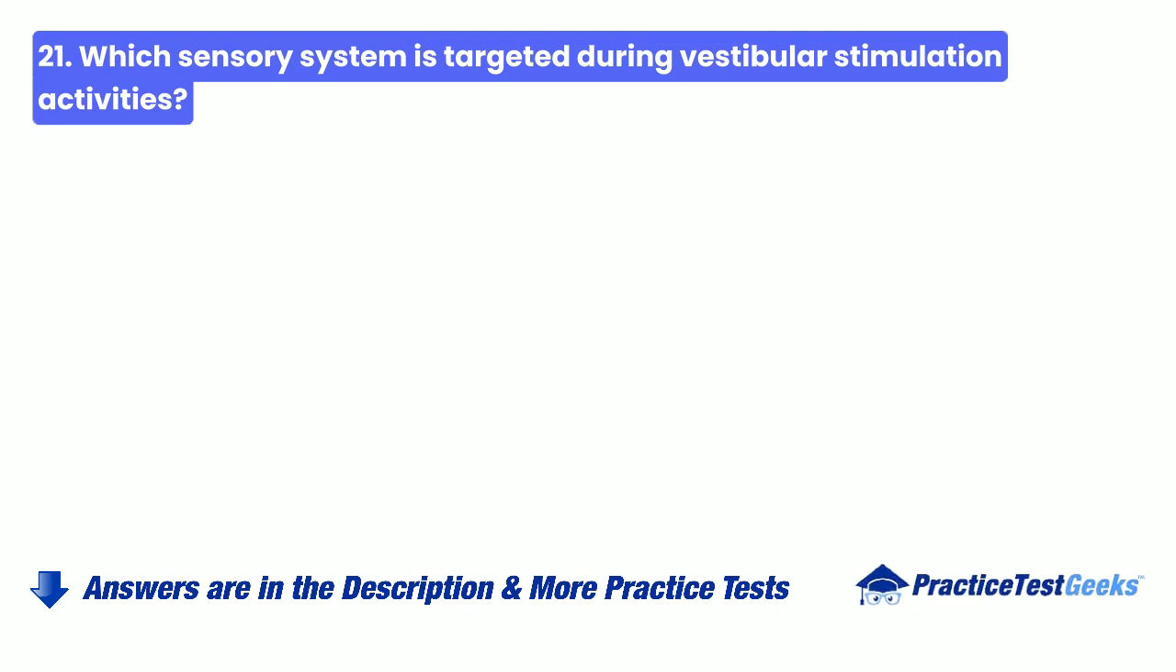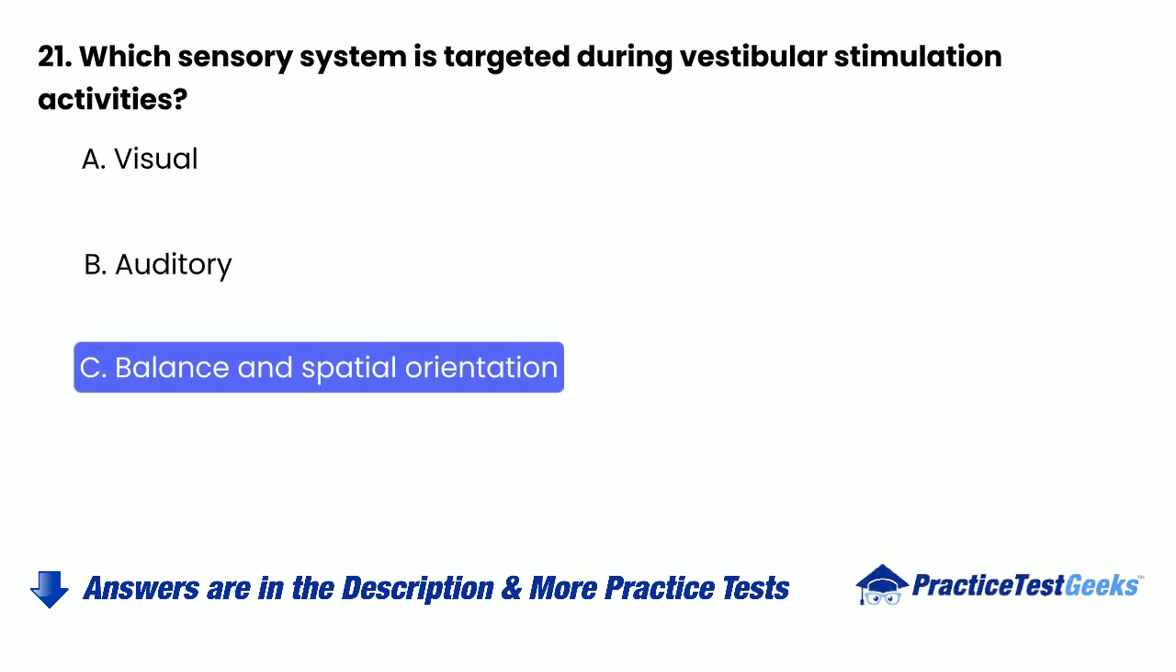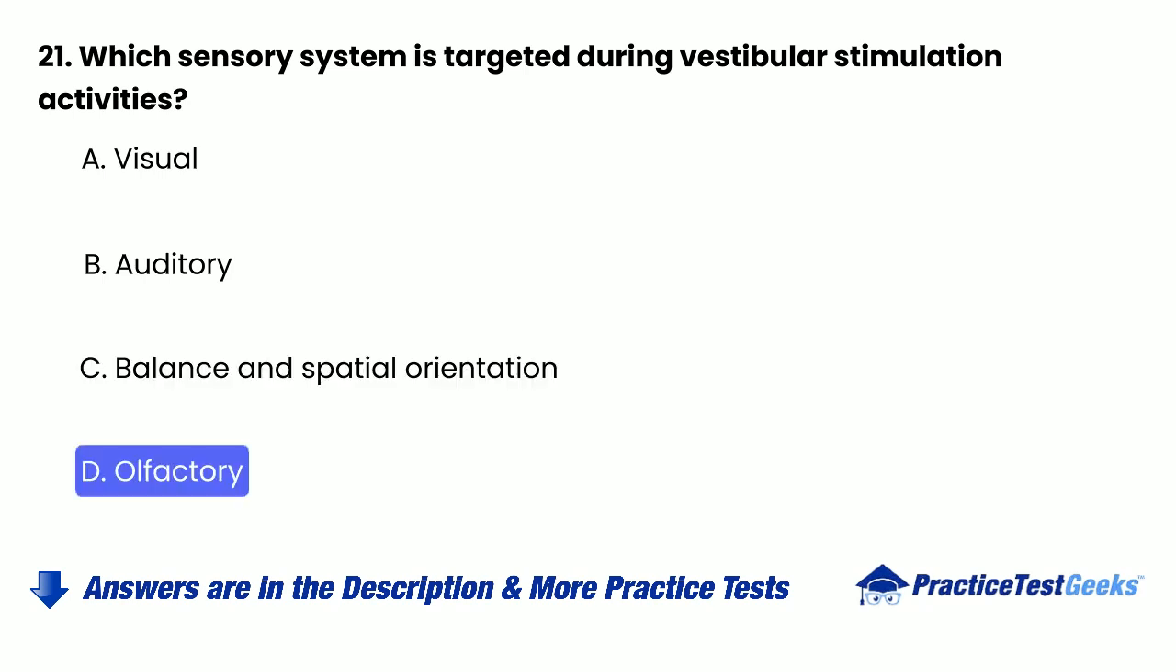Which sensory system is targeted during vestibular stimulation activities? A. Visual. B. Auditory. C. Balance and spatial orientation. D. Olfactory.